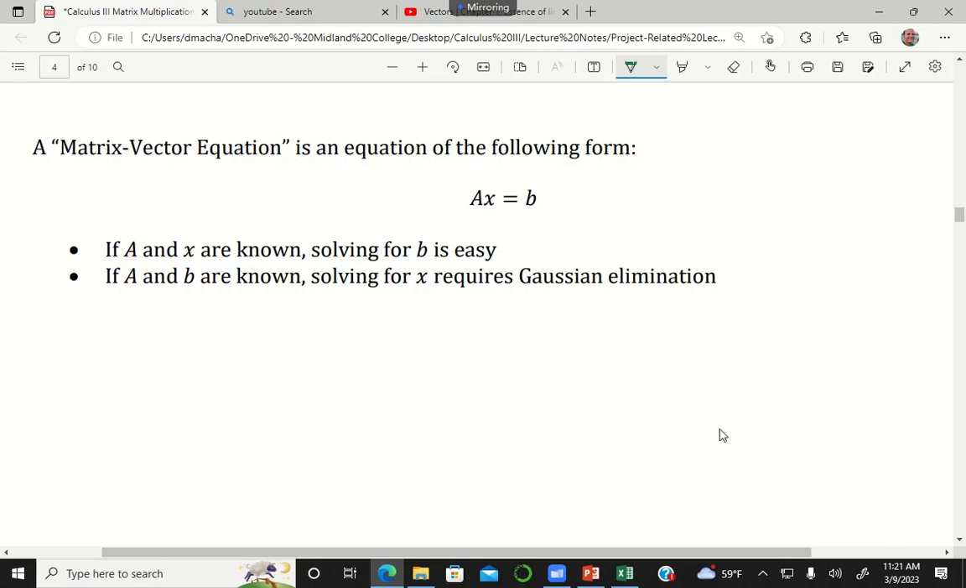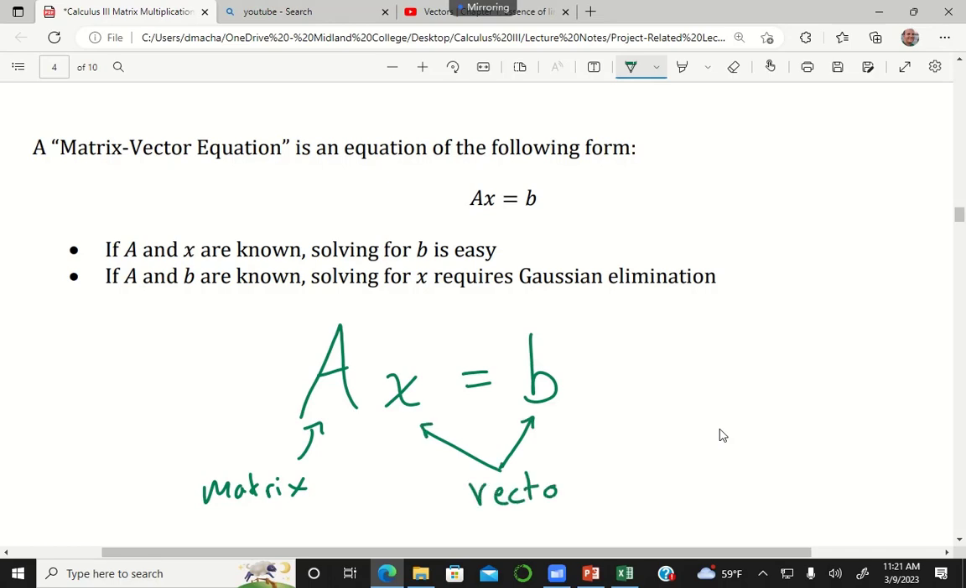Now, if I have an equation where capital A is a matrix and X and B are both vectors, then this is what we call a matrix vector equation. So if you know the matrix A and the vector X, then solving for B just requires what we were calling matrix vector multiplication. You just have to do matrix vector multiplication to the matrix A and the vector X.